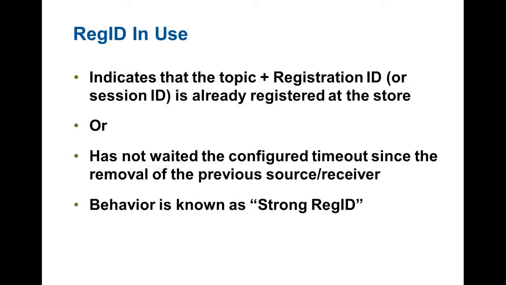The error RegID in use either indicates that registration with a UMP store failed because the topic and registration ID is already registered with the store, or a previous registration has not been gone long enough for a new registration to occur. This behavior is known as strong RegID.